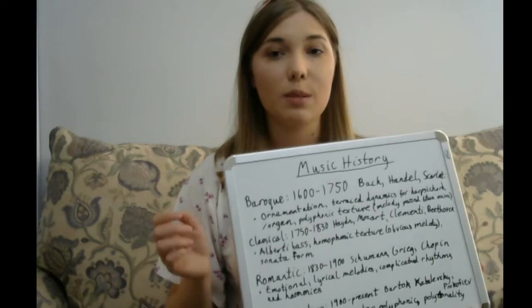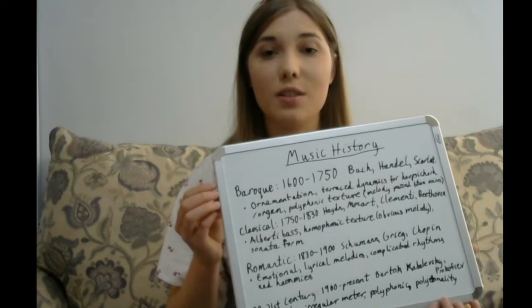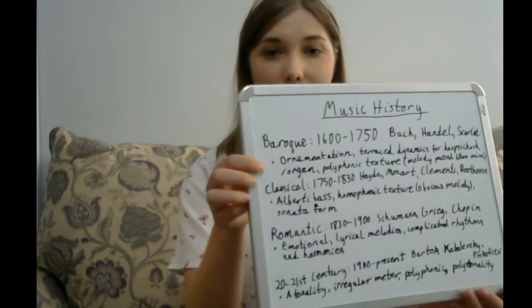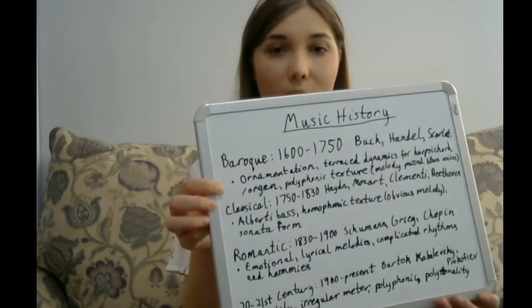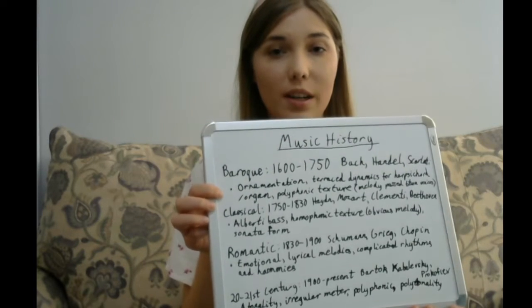During this period, some composers you might recognize are Bach, Handel, and Scarlatti. And these notes are kind of small, so you're probably not going to be able to see them all super well. But basically, some of the characteristics of music in the Baroque period is a lot of ornamentation is used, trills, things like that, which we'll discuss how to do again in lessons.